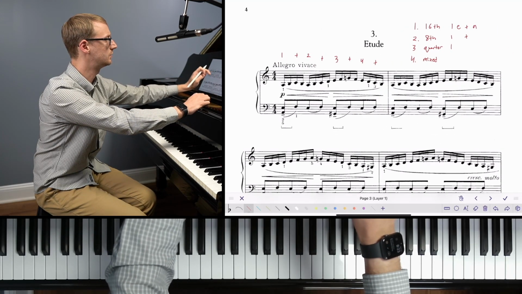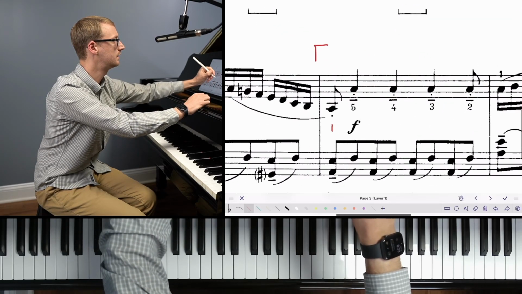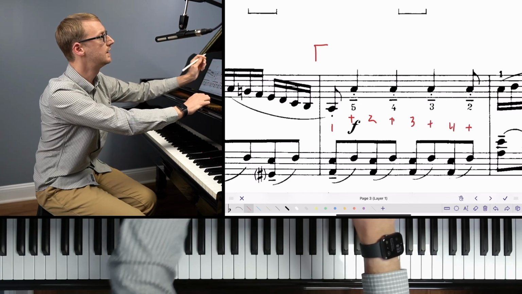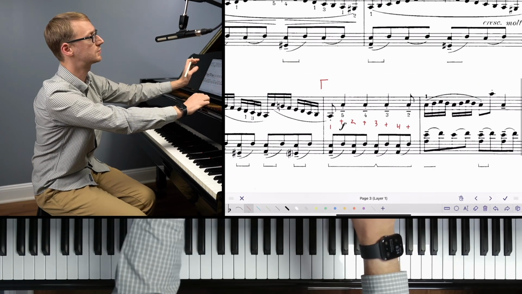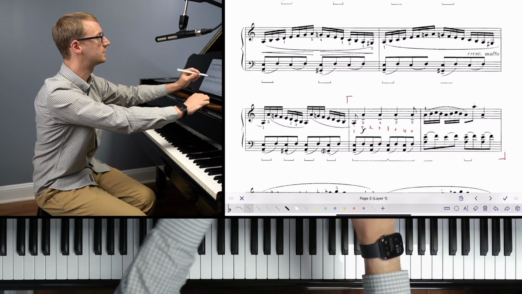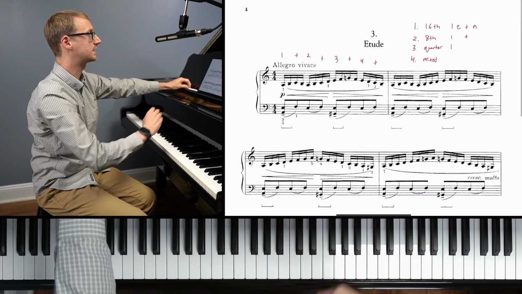I'm actually going to show you, let me scroll down a little bit, on this passage as well. 1 and 2 and 3 and 4 and. This form of counting actually most gracefully handles measures like this. Okay, I don't think I need to show you much more. This is actually my preferred way to count a piece like this.